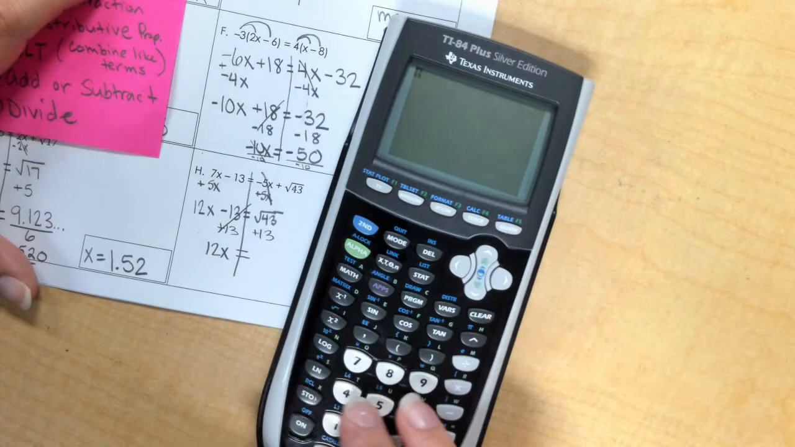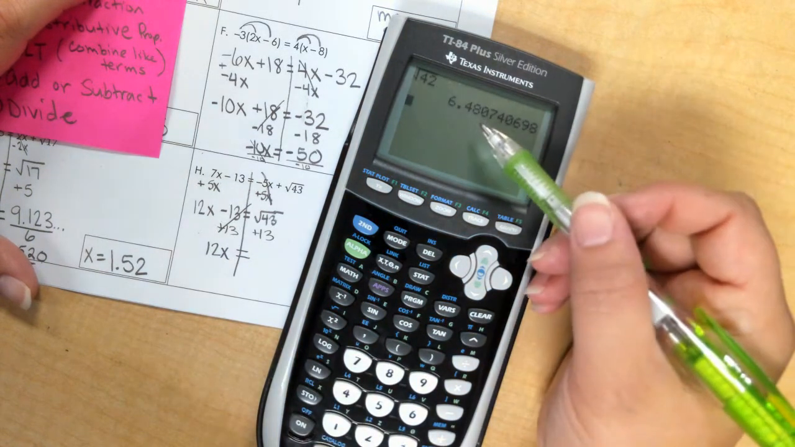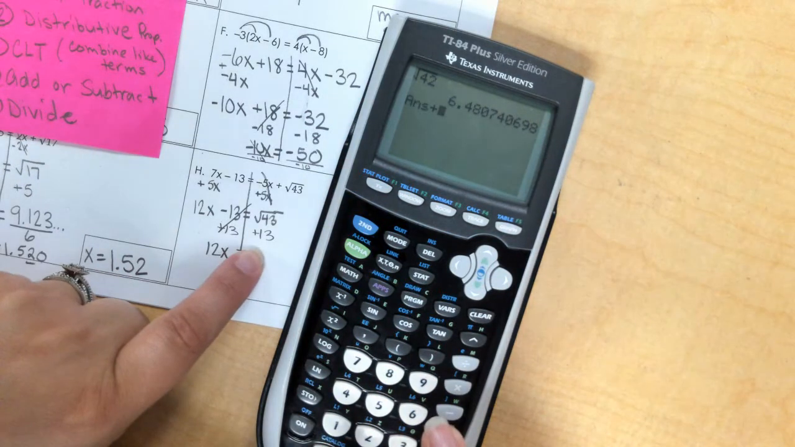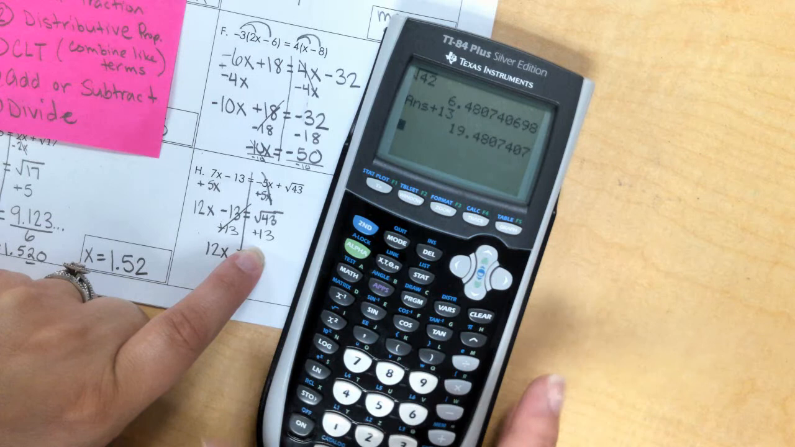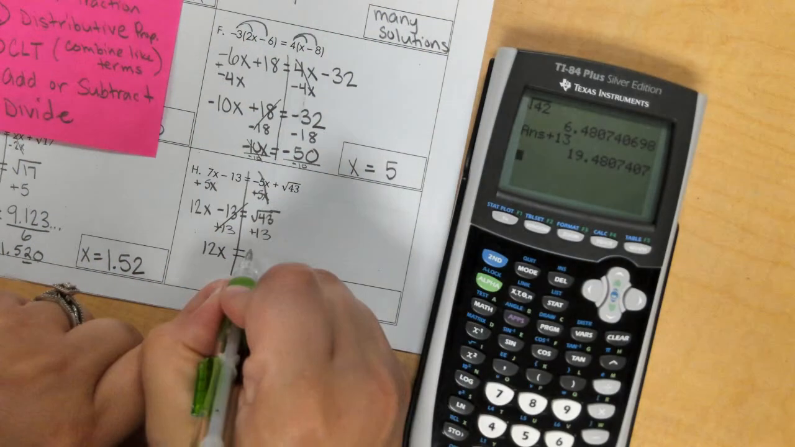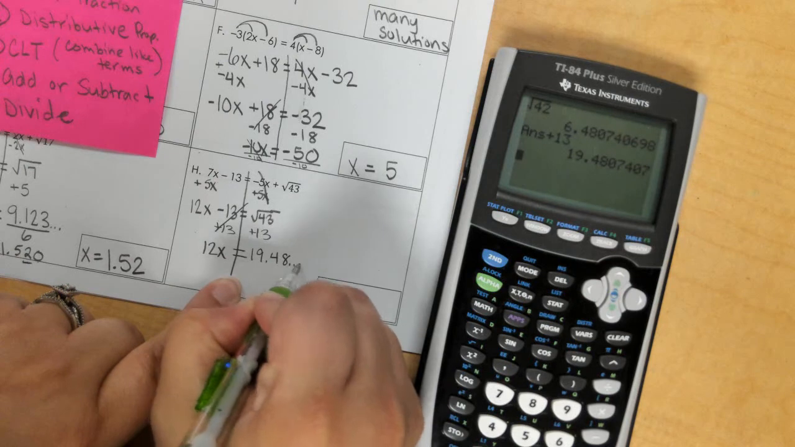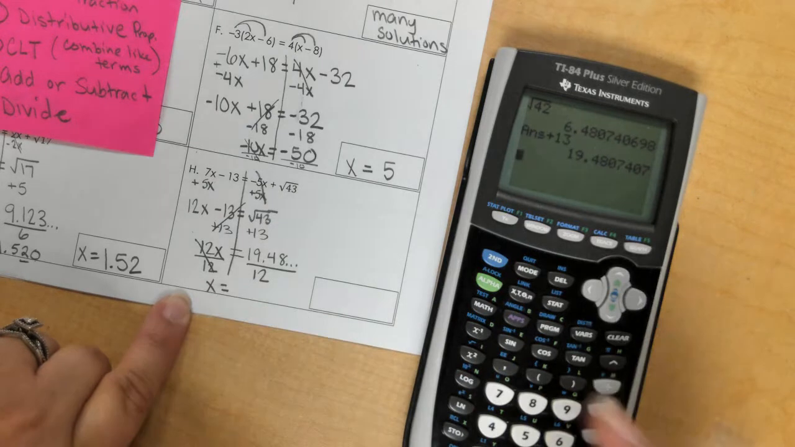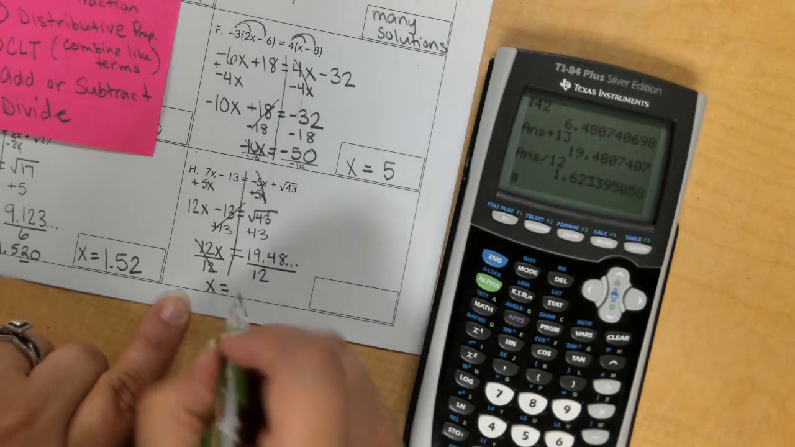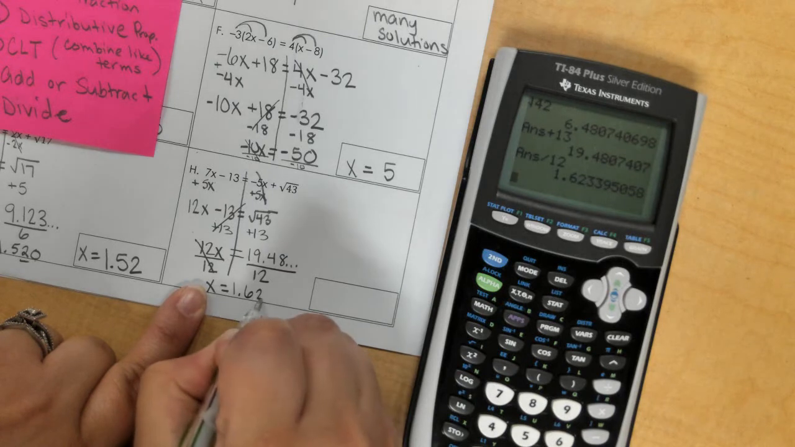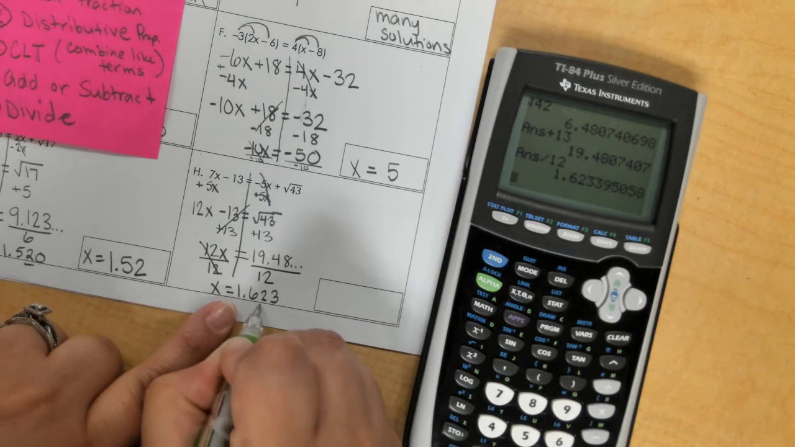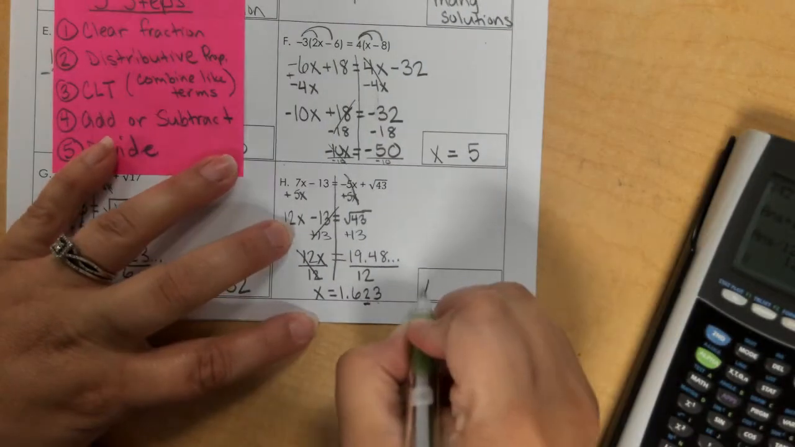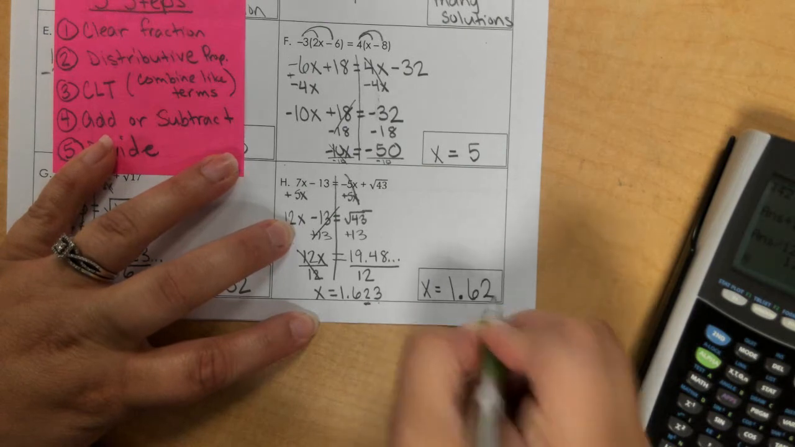So I would do square root 42. That gives you this decimal, 6.48. You have to add 13 to that, and you get 19.48... because it continues on. Then divide by 12, and we get 1.623. Now, the 3 would keep the 2 the same, and I would have x equals 1.62.